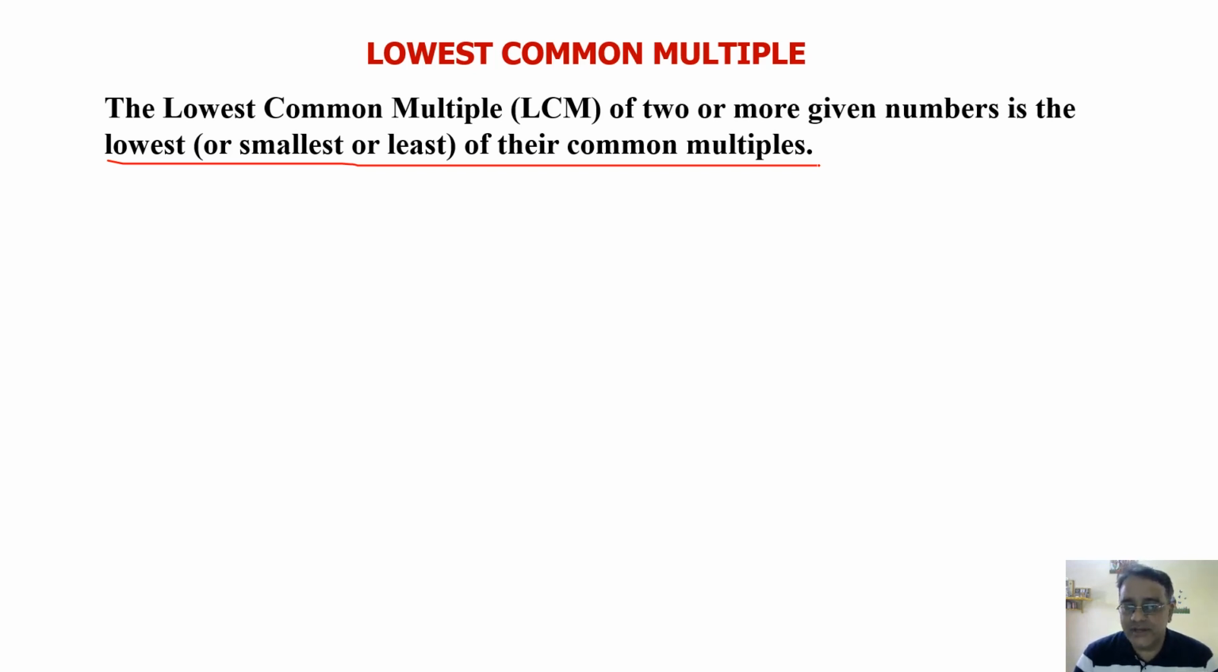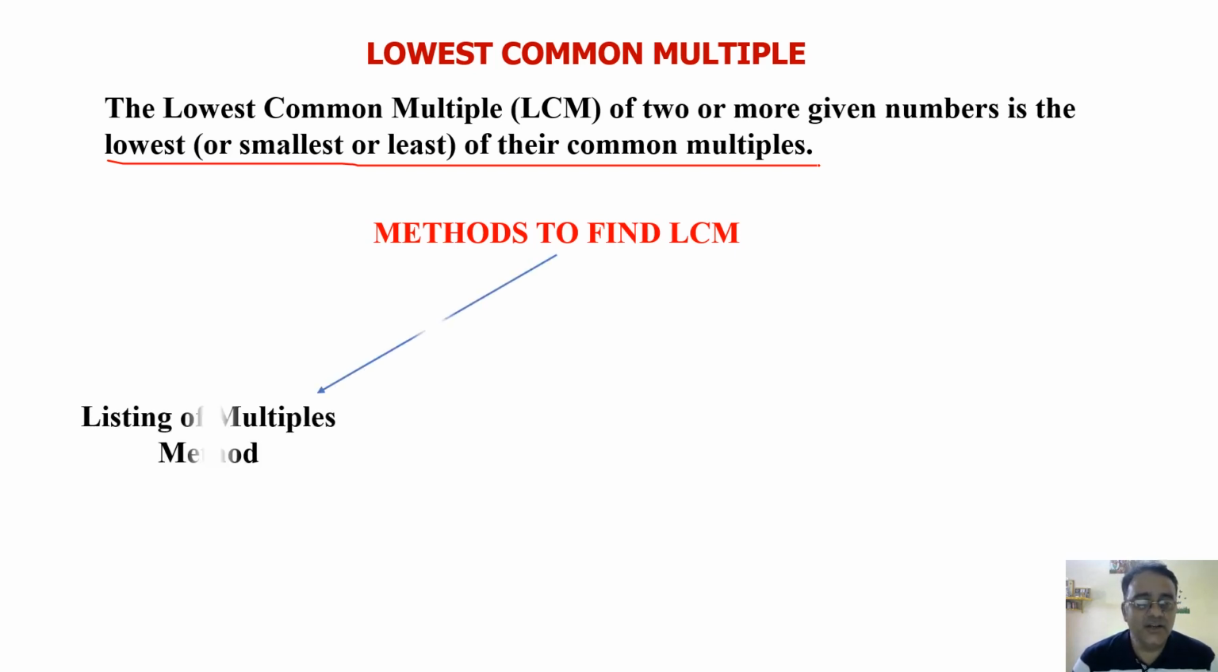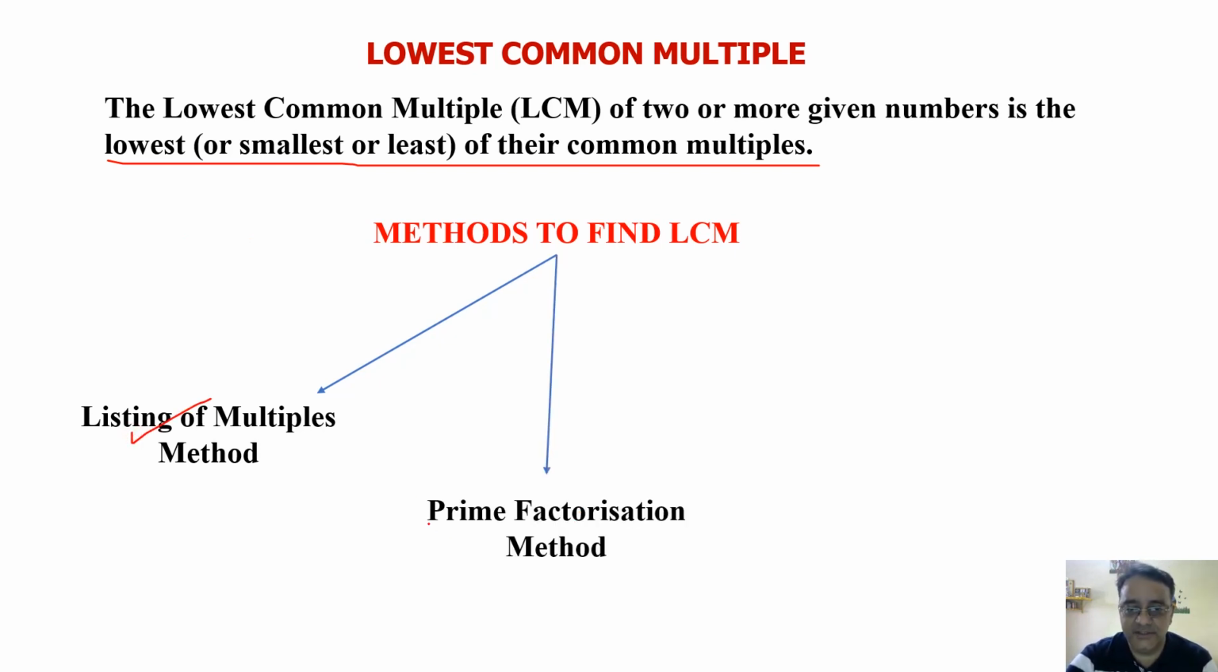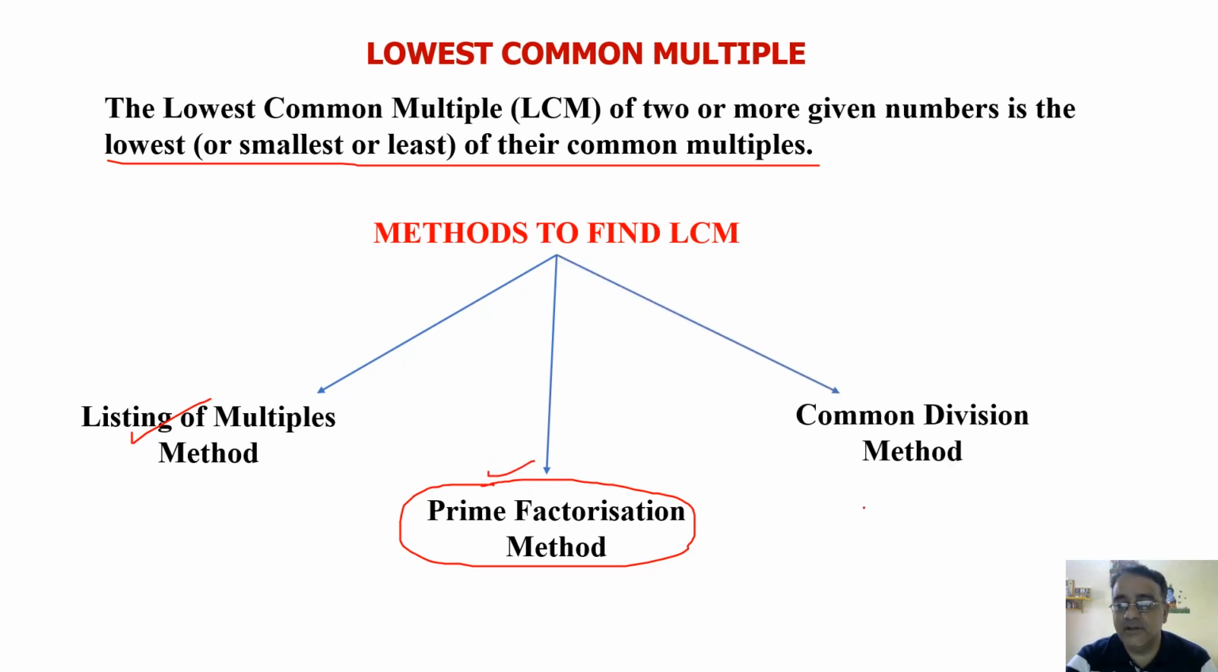Okay, so now we are moving towards the methods to find LCM. There are three methods to find LCM. We will see one by one. First method is listing of multiples method. This is the first method and we'll start with this example. And the second method is prime factorization method. This is a very important method and very useful also. In class 10th also you have to use this method. And the last one is common division method. So this also we'll see. We'll start with the first method, that is listing of multiples method.